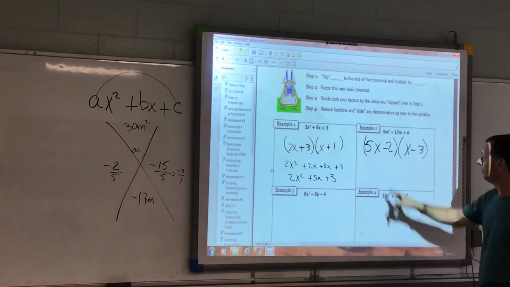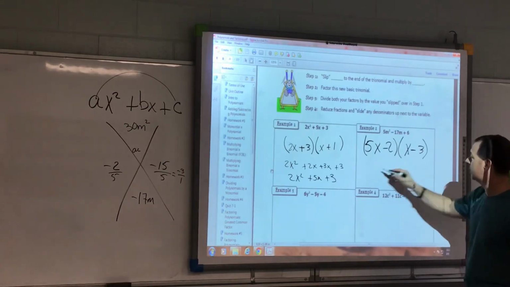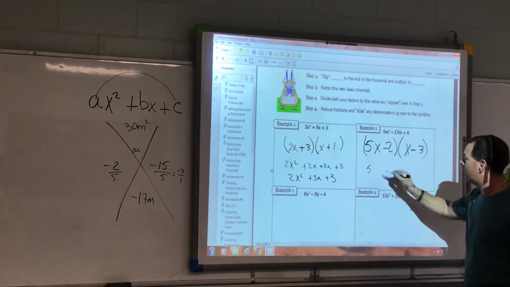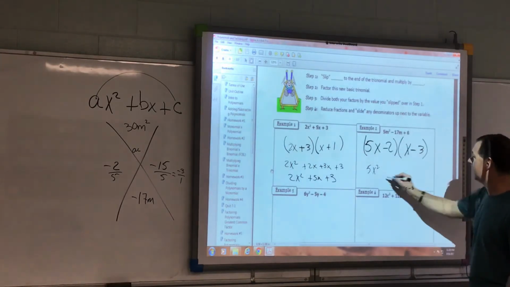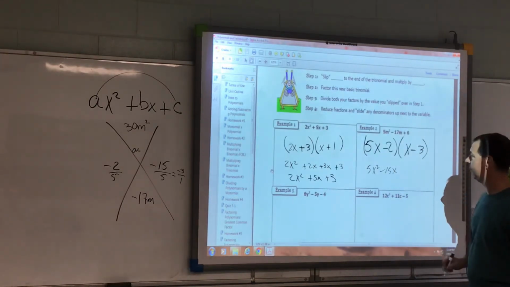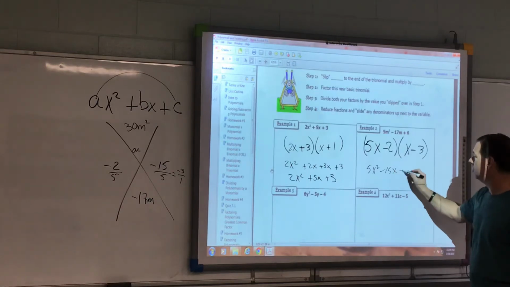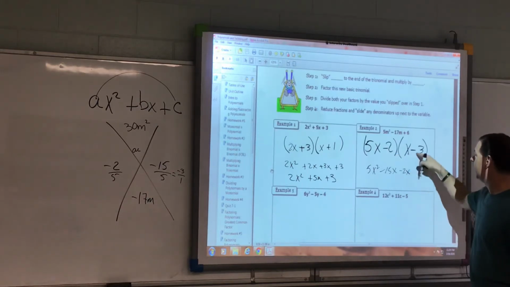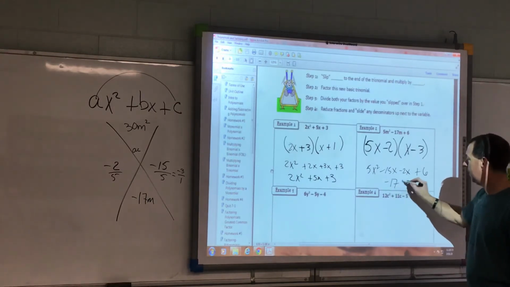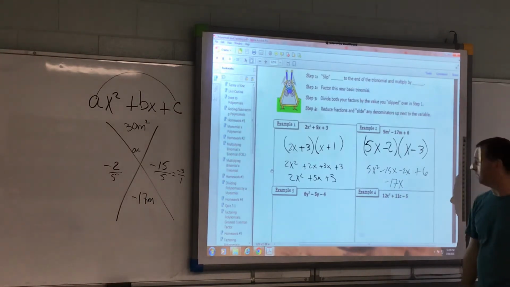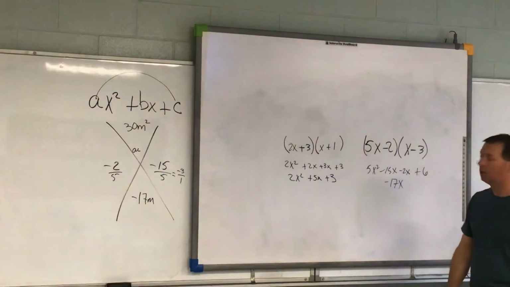I could check that. 5x times x, I guess they're supposed to be m's, but whatever, 5x squared, and then 5x times negative 3 would be negative 15x, negative 2 times x, and negative 2 times 3, and you can see where that would be combined to be negative 17x, which matches my middle term. So there's my factorization.